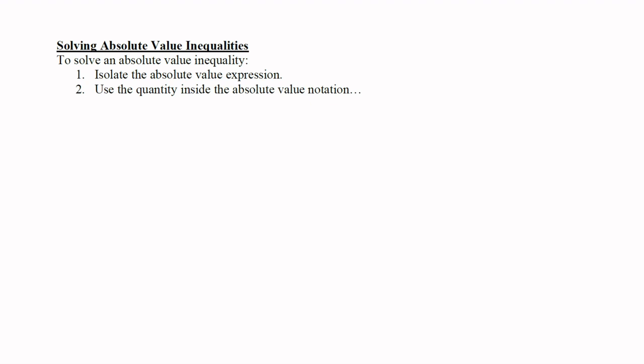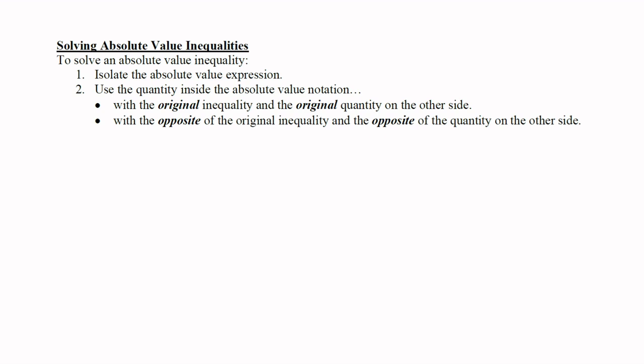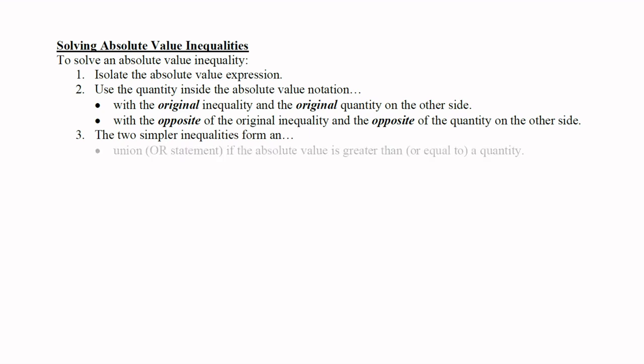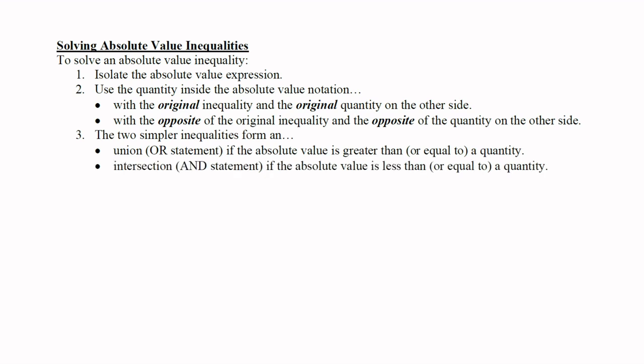To solve an absolute value inequality, isolate the absolute value expression, use the quantity inside the absolute value notation with the original inequality and the original quantity on the other side, and with the opposite of the original inequality and the opposite of the quantity on the other side. Then the two simpler inequalities form either a union if the absolute value is greater than or equal to a quantity, and an intersection if the absolute value is less than or equal to a quantity.